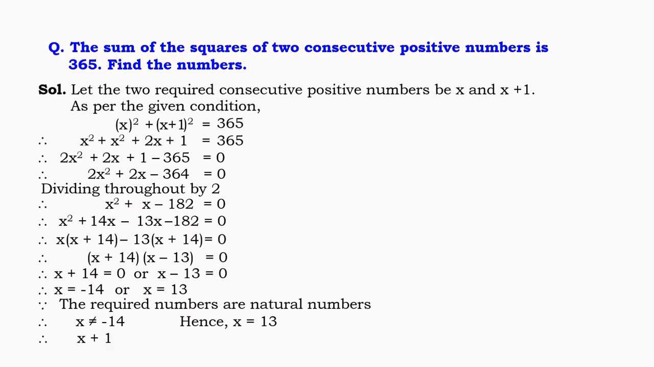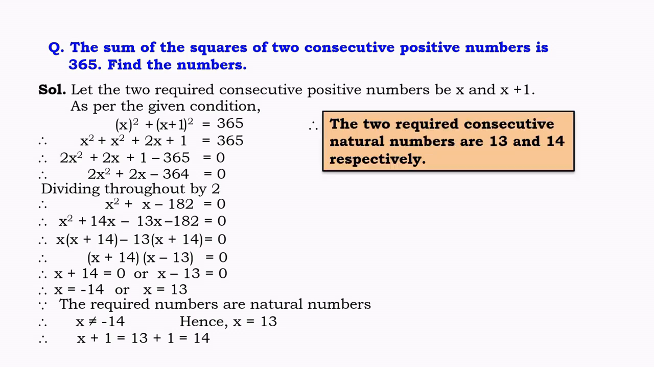Therefore, x equals 13. The next consecutive number is x plus 1, which is 14. Let us verify our answer. 13 squared is 169. 14 squared is 196. Adding them gives 169 plus 196 equals 365. The condition is satisfied. Hence, the two required consecutive positive numbers are 13 and 14.